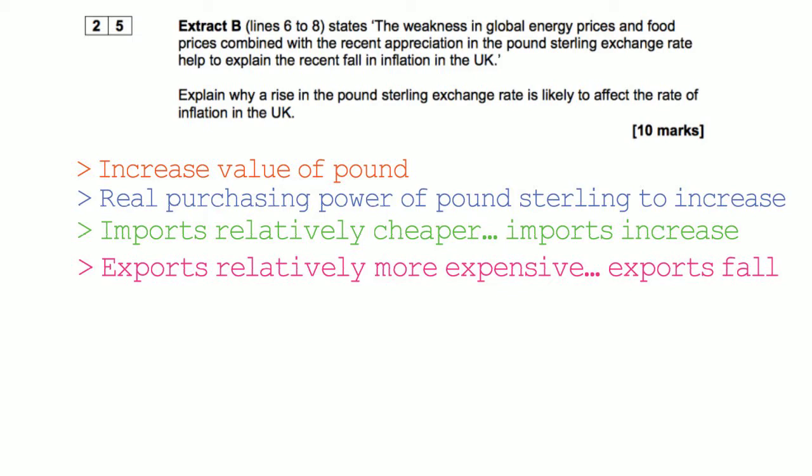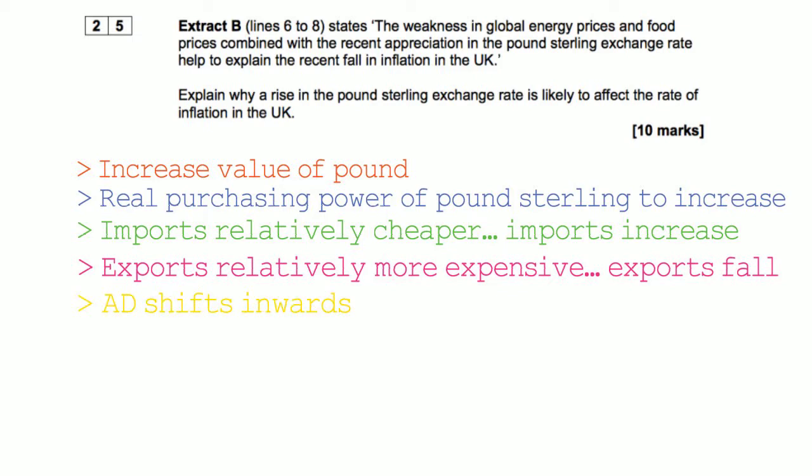So let's have a look at what effect this has on aggregate demand. Aggregate demand comprises of consumption, investment, government expenditure, exports, and imports. C, I, G, and X have a positive effect on aggregate demand, and imports have a negative effect on aggregate demand. So I've just said that an appreciation in the exchange rate means that imports are going to increase and exports are going to fall. This results in aggregate demand shifting inwards.